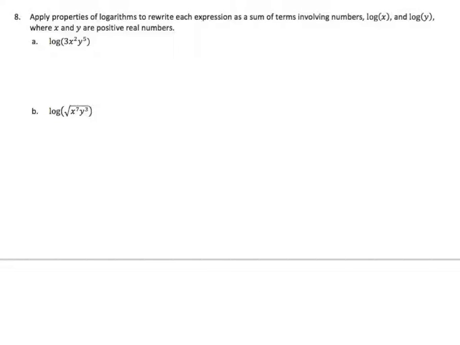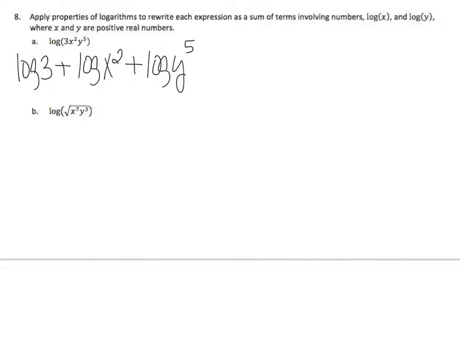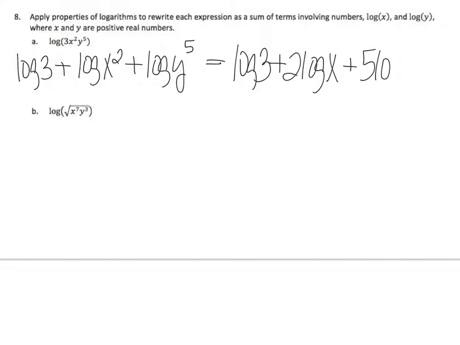All right, now apply properties of logarithms to rewrite each expression as a sum of terms involving log x, log y, where x and y are positive real numbers. Here I would say expand the logarithm. So this is really log of 3 plus log of x squared plus log of y to the 5th. But I don't want any powers. So if I have an exponent, I need to drop it in front of the log. So log 3 plus 2 log x, there's one of our properties, plus 5 log y. And I have my answer.